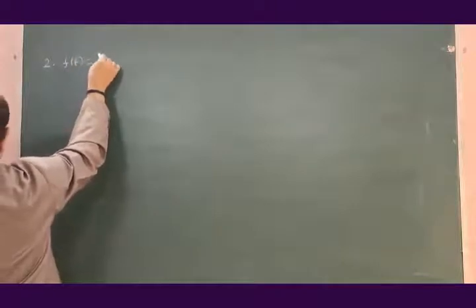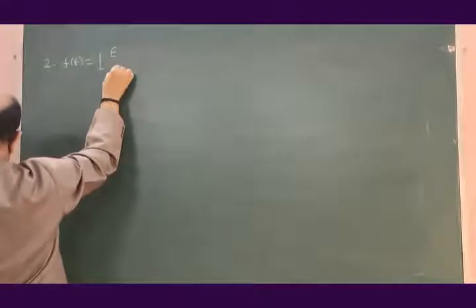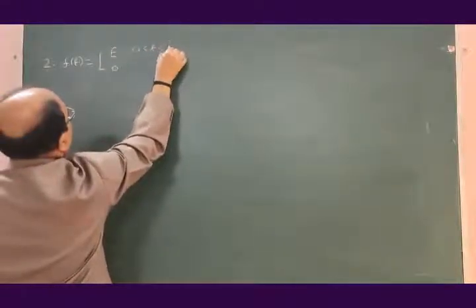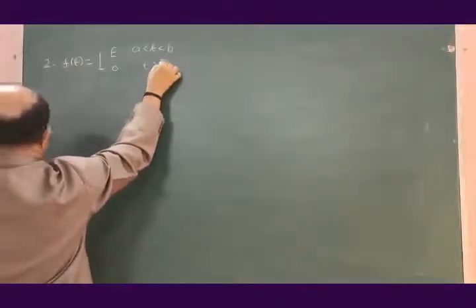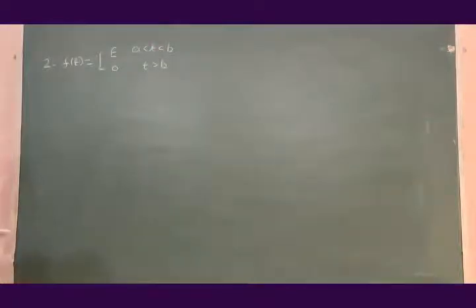The second one now, and it is f of t is equal to... and the problem is f of t is equal to e for a less than t less than b and 0 for t greater than b. Let us see how to solve this.